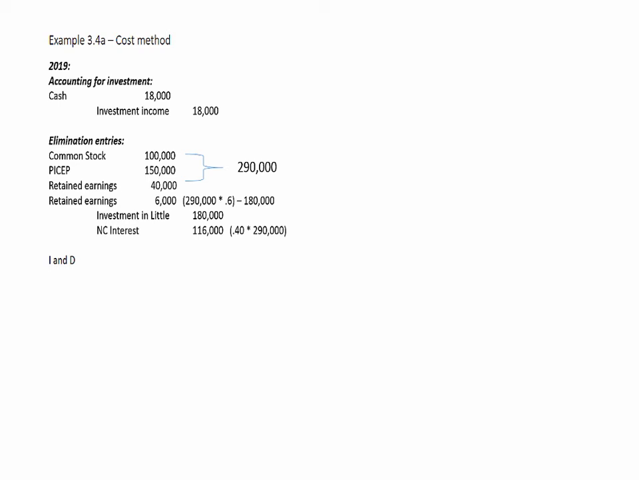We go to our combined I and D entries again, and again we eliminate the subsidiary's dividends declared, and that gets allocated between the parent's investment income and the non-controlling interest, and then the income to the non-controlling interest in the usual fashion.